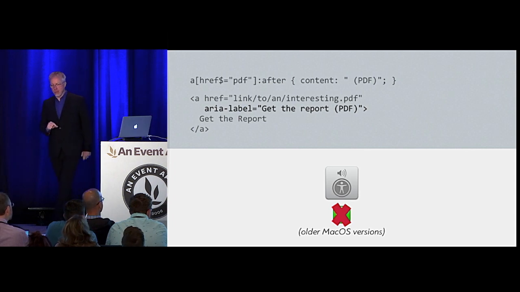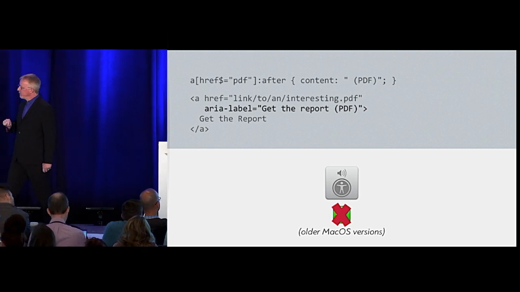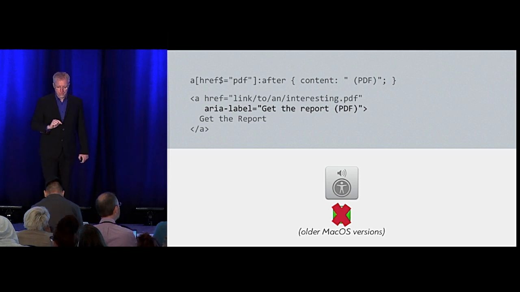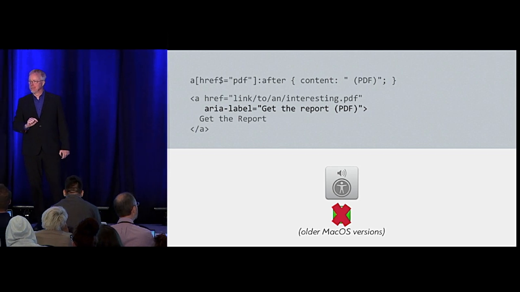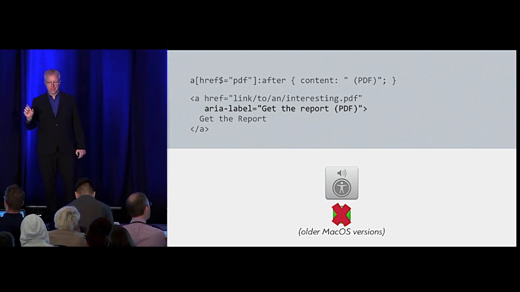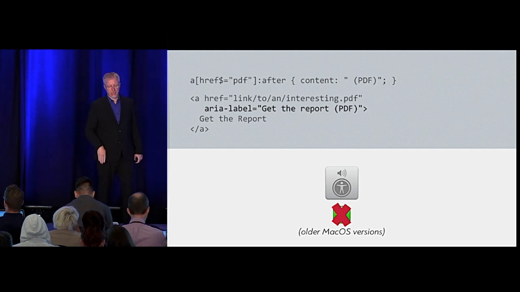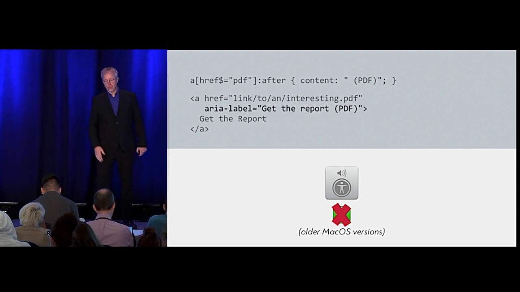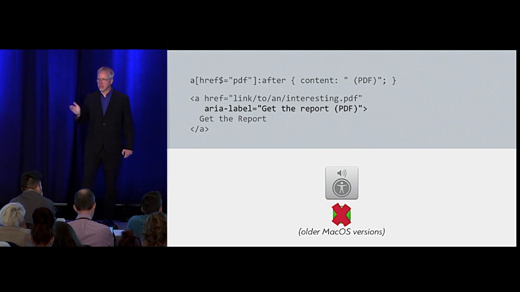In older macOS versions, VoiceOver doesn't do this correctly. Here, in fact, is what VoiceOver in older versions of macOS will do. "Link, get the report PDF." That's what it does. It reads the content, ignores the generated content, and then reads the Aria label. It doesn't just read the Aria label. It reads the actual text content and then the Aria label, which was not the experience that I was hoping for. But like I say, El Capitan is where that happens.